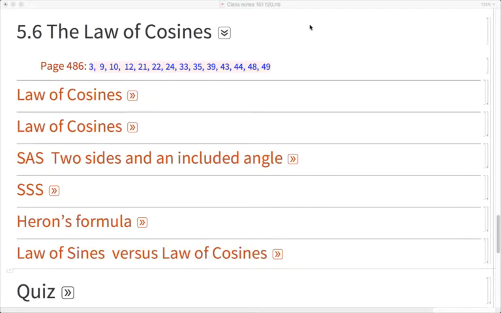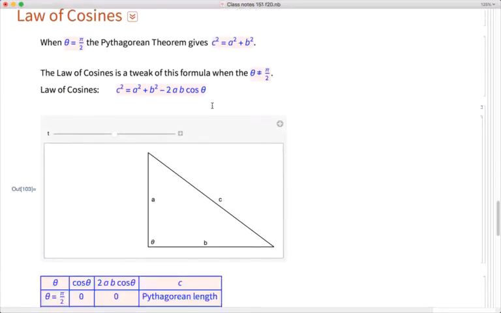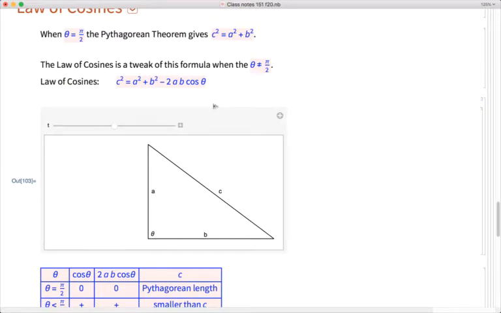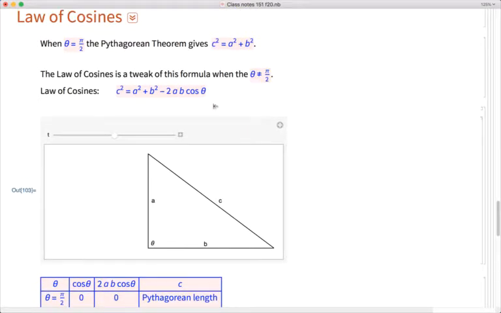Last section from chapter 5, we're doing the law of cosines. Looks like I'm going to do it twice. So the law of cosines, first we're going to think about it as a variation of the Pythagorean theorem. The Pythagorean theorem says the hypotenuse squared equals the sum of the squares of the legs, right?